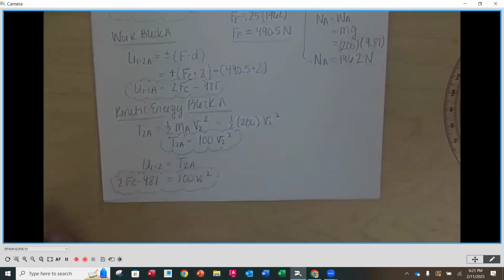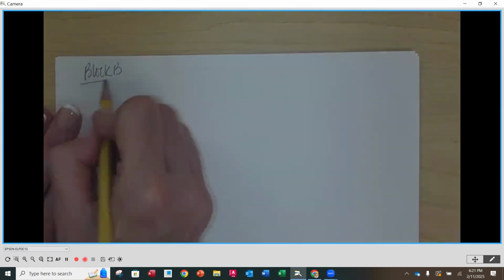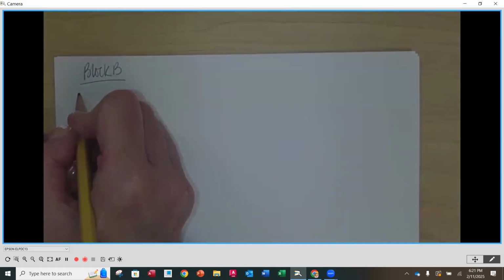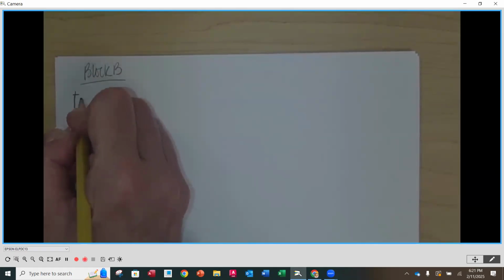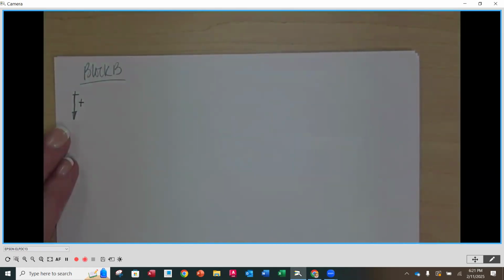Okay, so let's look at block B. That's the other part of this because it's connected with a cable to block B, and that'll help us out. So block B. We know that in this case, we took our convention and we said anything going down is going to be positive. So just as a reminder, I'm re-putting that here.